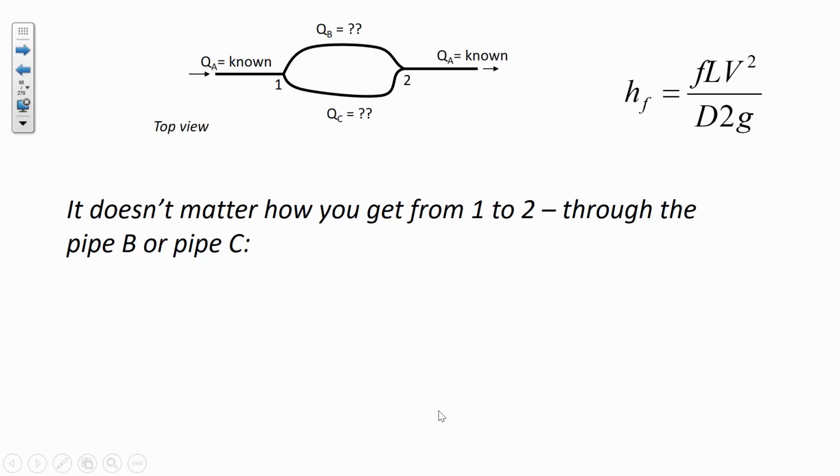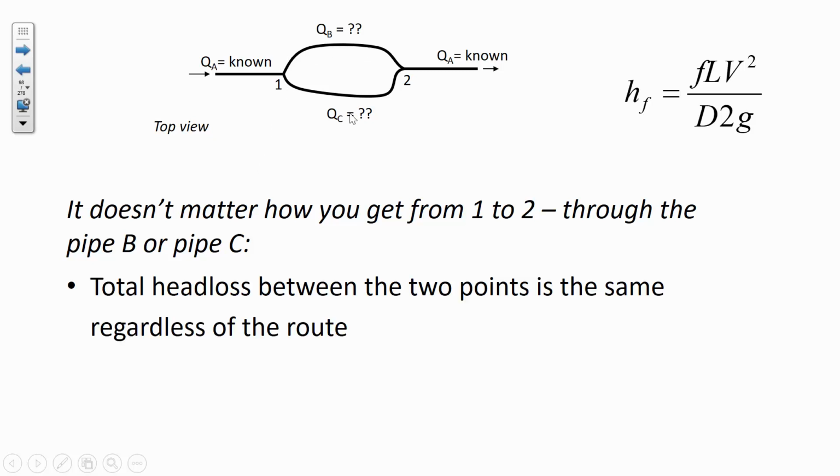In other words, just to restate it, it doesn't matter what route you take, route B or route C, the head loss between the 2 points is the same. You're losing the same amount of energy. So we can put that into the energy equation.